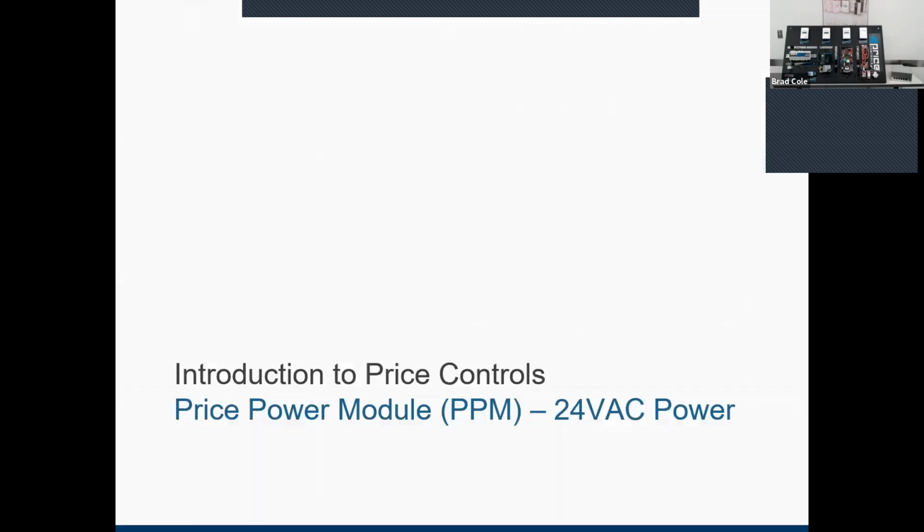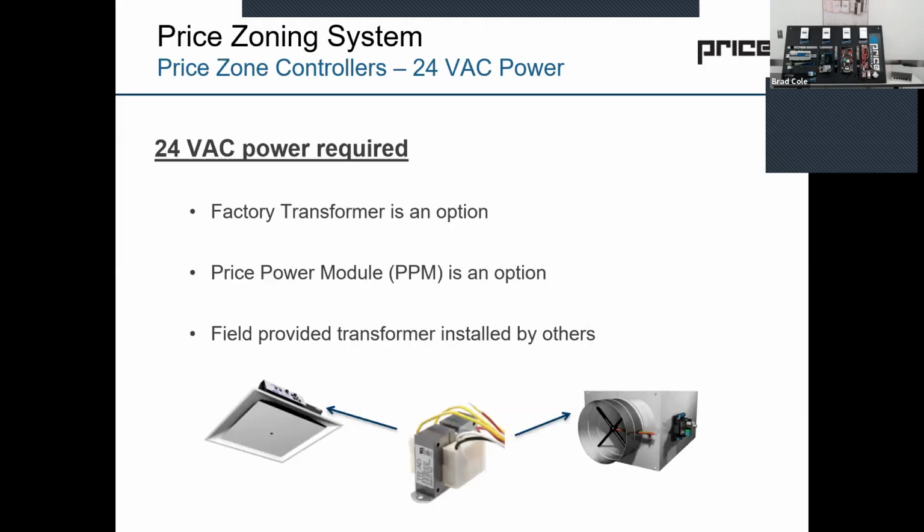Okay, so getting into power. All of our controls need some form of 24 volts. Doesn't matter if it's field supplied, factory supplied, whatever it is. It needs 24 volts to live. So at Price, we could provide a transformer. You could have a factory mounted transformer, pre-wired, ready to go right from the factory. You could have an electrician install, say, a 100 VA transformer and supply their own 24 volts. You could do that too. But if you want it done efficiently and correctly, I recommend getting it done from Price.